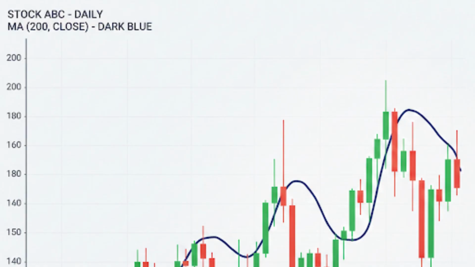Major trend indicator. Institutions watch this level heavily. Price above 200 MA equals long-term uptrend. Price below 200 MA equals long-term downtrend.